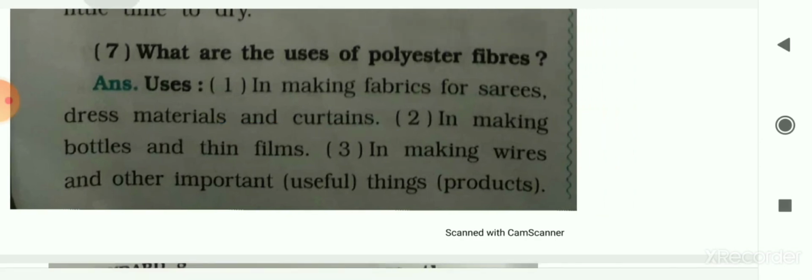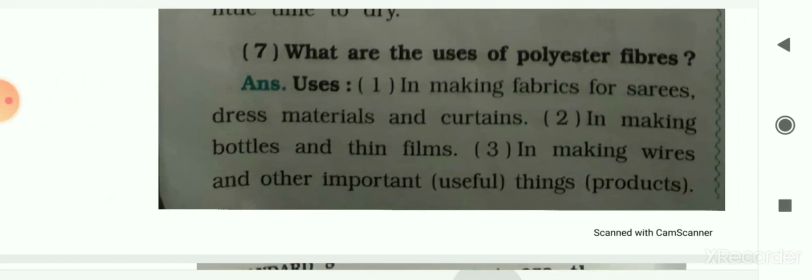Next is, what are the uses of polyester fibers? The first use is in making fabrics for saris, dress materials and curtains. The next use is in making bottles and thin films, films that are used by photographers, as we had seen earlier. The next use is in making wires and other useful products. So these are some of the uses of polyester fibers.